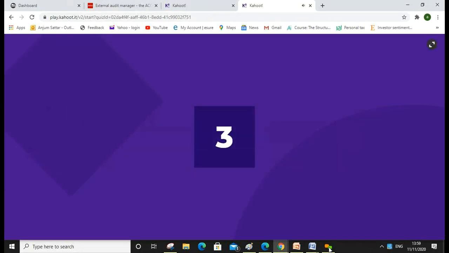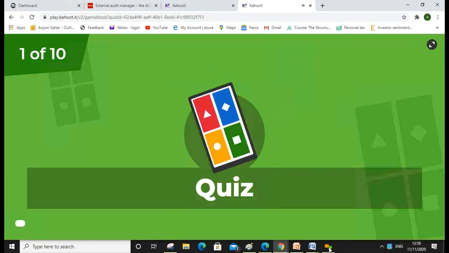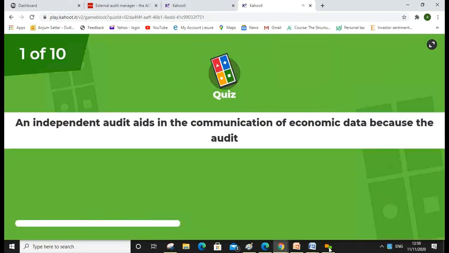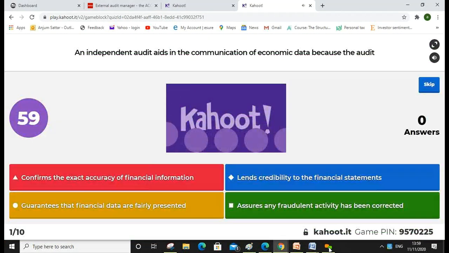UK University OTHM Level 6. We are doing this quiz to enhance the understanding. An independent audit adds credibility to the communication of economic data because of the audit. What do you think it confirms?